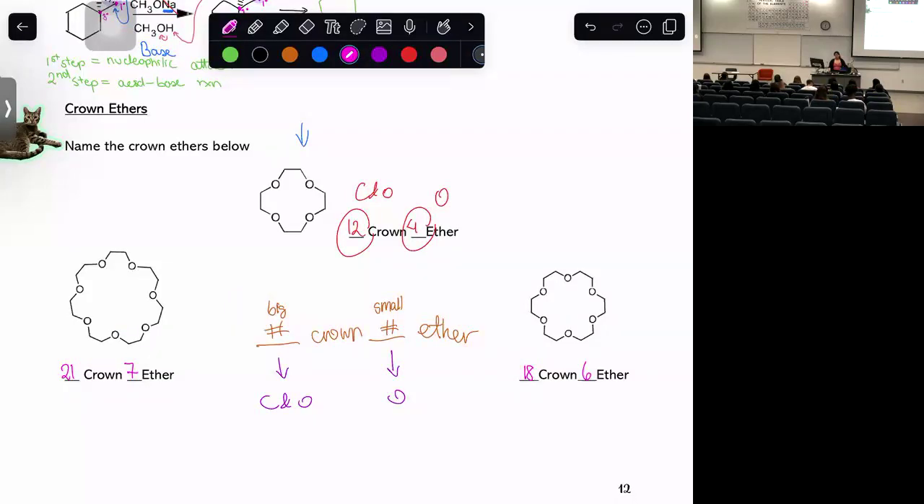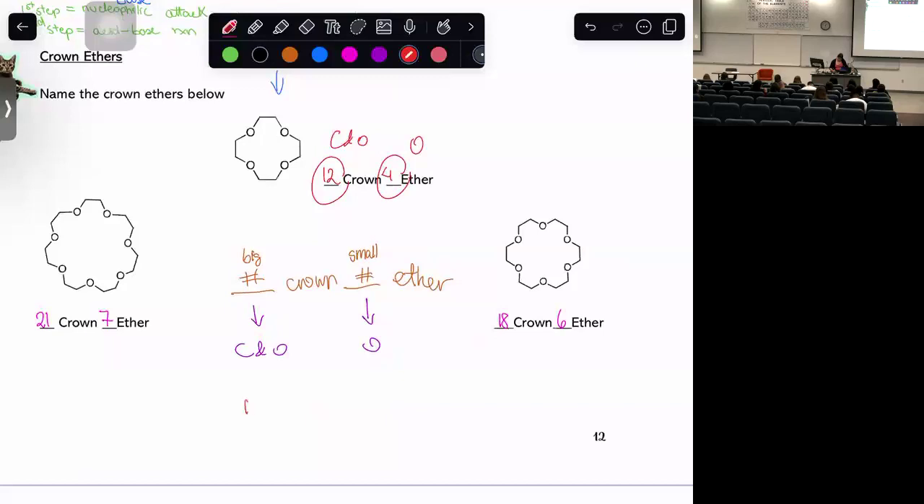Yes. So some students pointed that out to me. As long as you count the number of oxygens that you have, if you multiply by 3, you can get the big number really fast instead of just counting each of the atoms individually. So just count the number of oxygens that you have, multiply it by 3. That's your number. So let's just do this. The big number comes from the small number times 3.